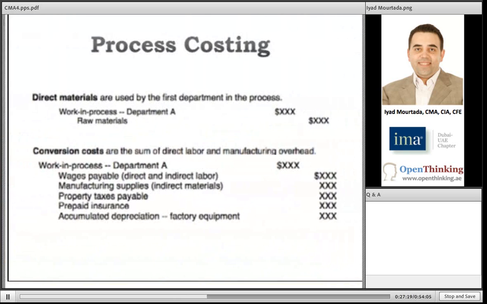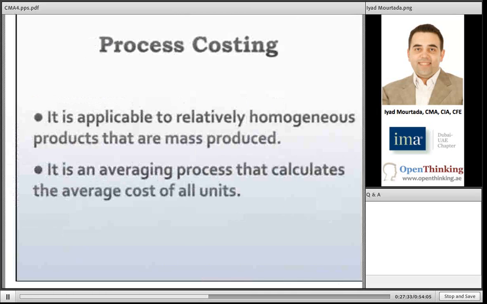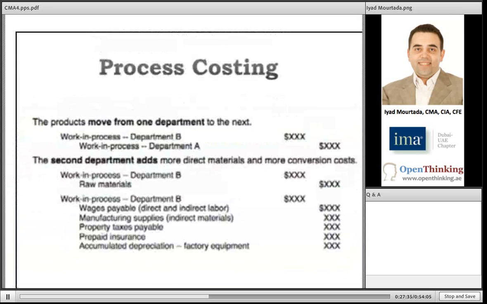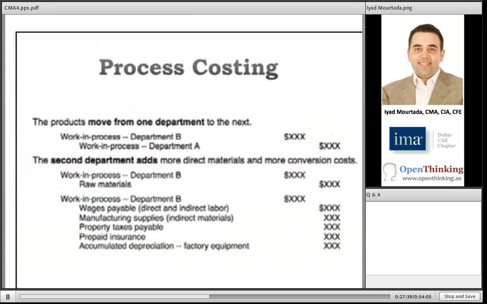So we are saying for direct material, for the first department, all the raw material, we allocate it to work in process, easy. And after that, we allocate all the other costs directly to work in process. So there is no science here. Then, after that, what do we need to do? We need to allocate from one department to another.